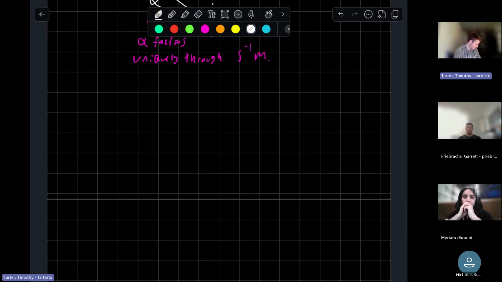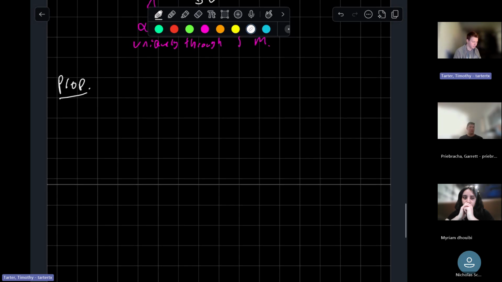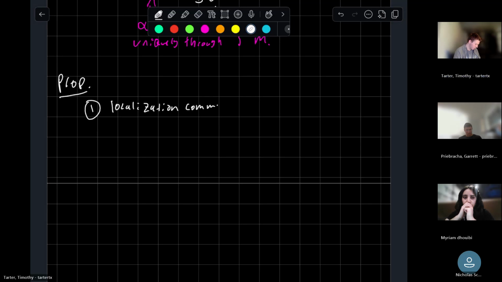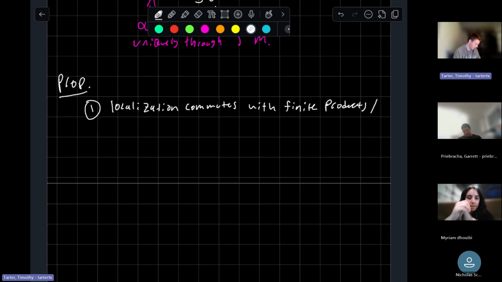Now, there's like a chain of propositions here. So proposition 1 is that localization commutes with finite products and direct sums.